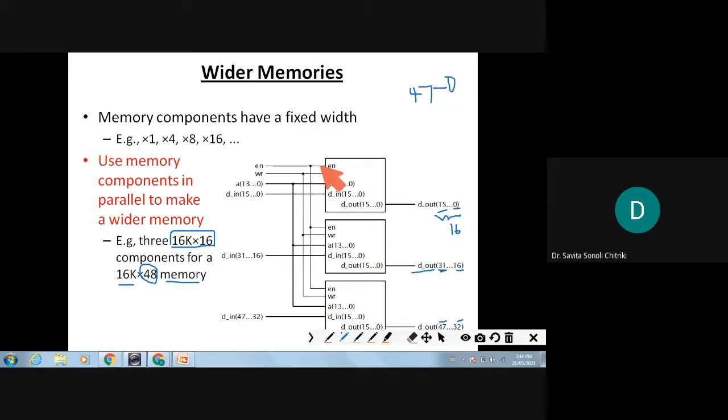So what is being done? You can just see there: enable, write, A0 to A13. The address bus will remain the same. Only the data will change, because I am increasing the width. Rather than showing it like this, I would have shown it horizontally also.